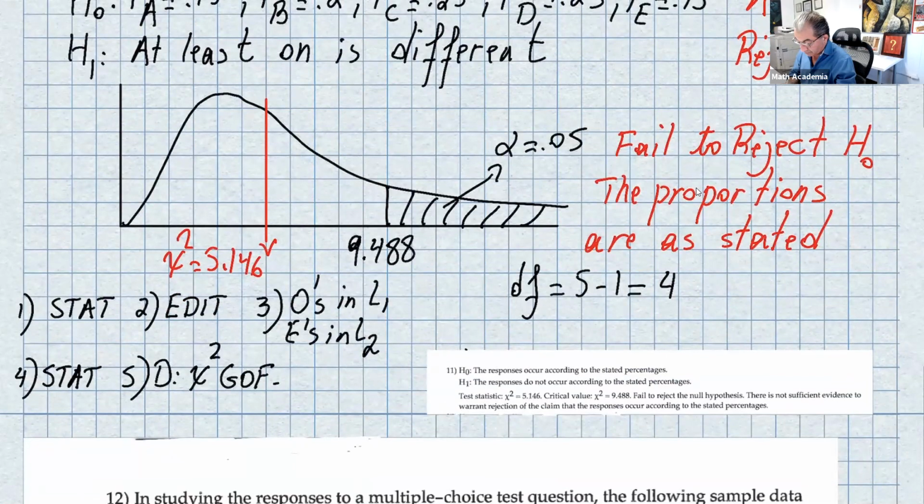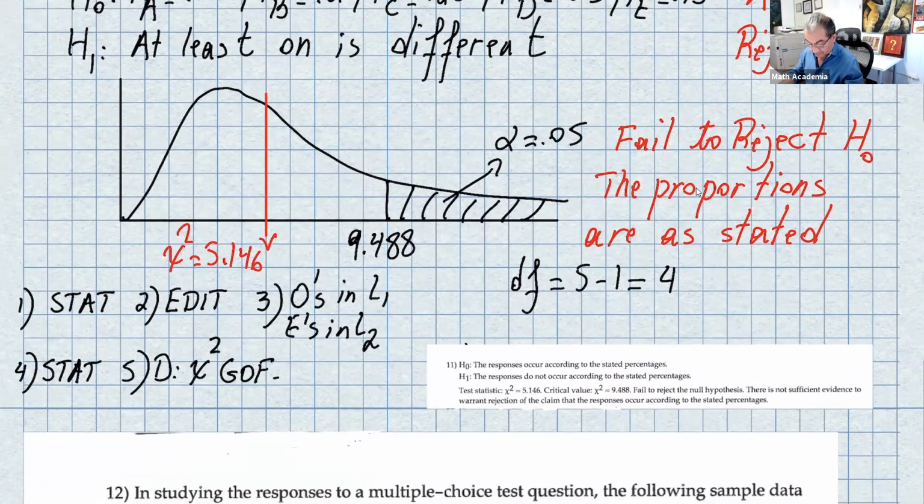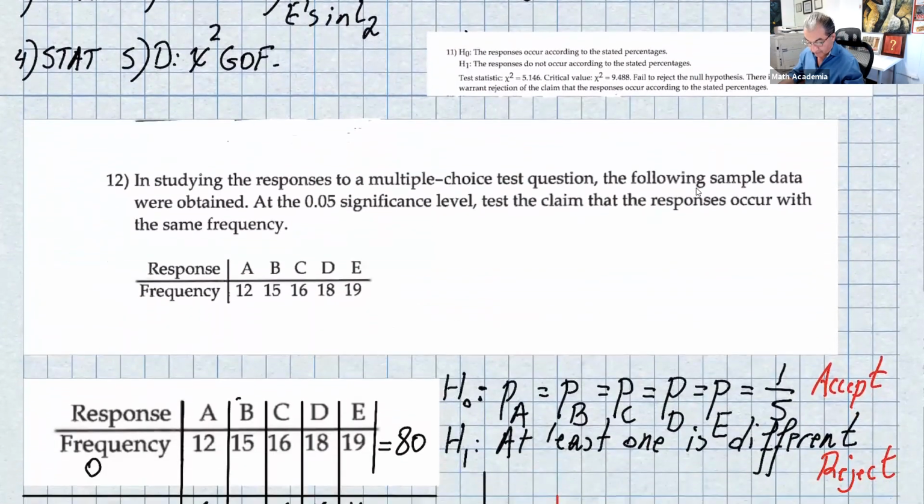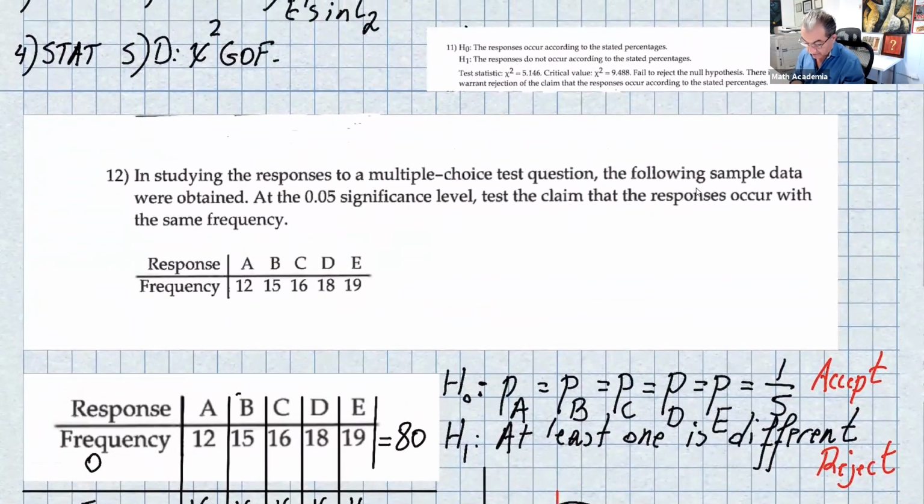So what we have: fail to reject the null hypothesis, there is not enough evidence to warrant the rejection of the claim that the responses occur according to state percentages. So that's the answer, which is exactly what we said. Number 12, in studying the responses of multiple choice test questions, the following sample data were obtained. At 0.05 significance level, test the claim that the responses occur with the same frequency.